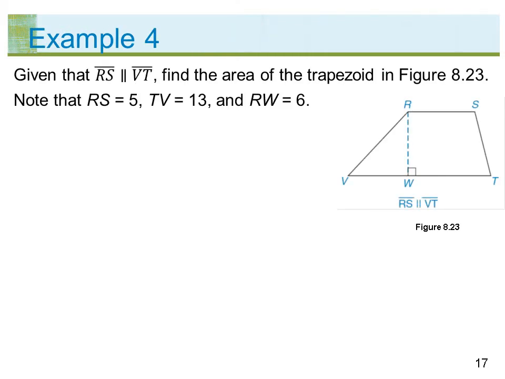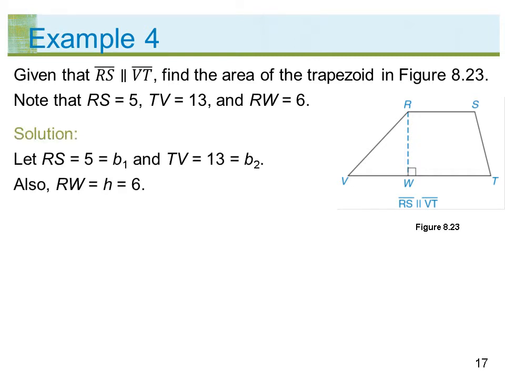Given that segment RS is parallel to segment VT, find the area of the trapezoid in figure 8.23. Note that length RS equals 5, length TV equals 13, and length RW equals 6. Solution. Let length RS equal 5 equal base 1, and length TV equal 13 equal base 2. Also, length RW equals h equals 6.